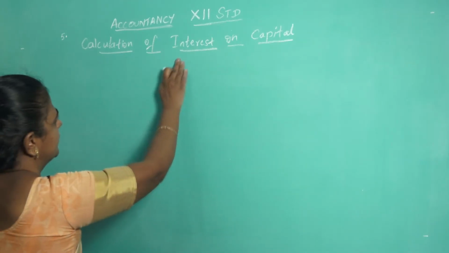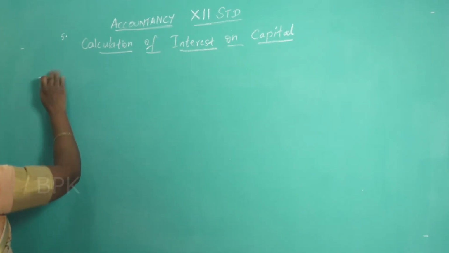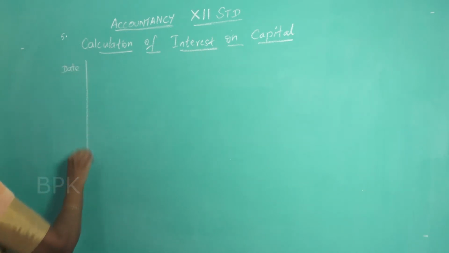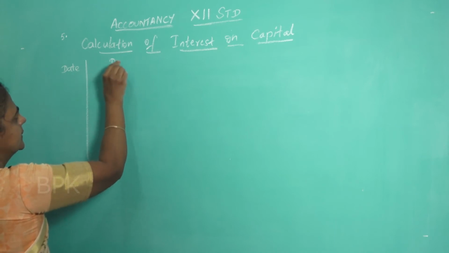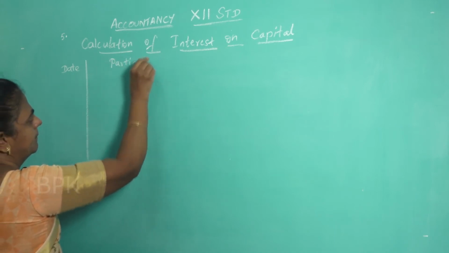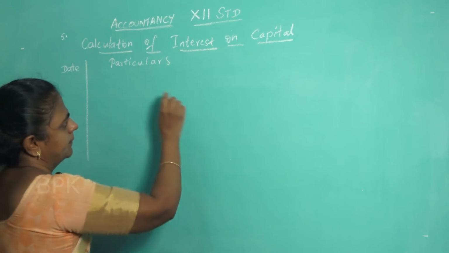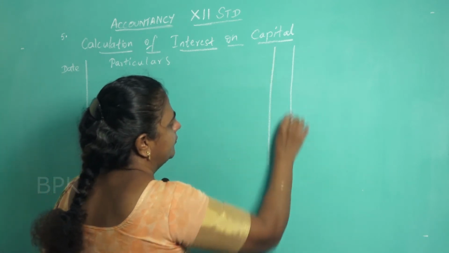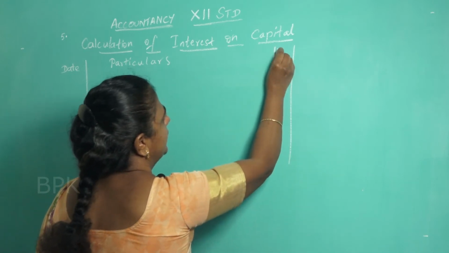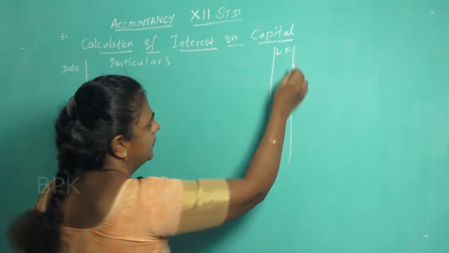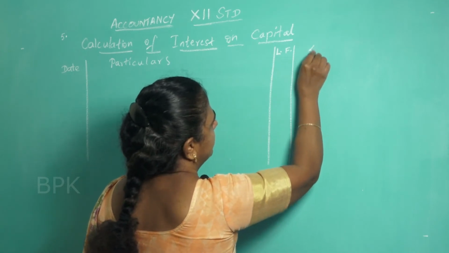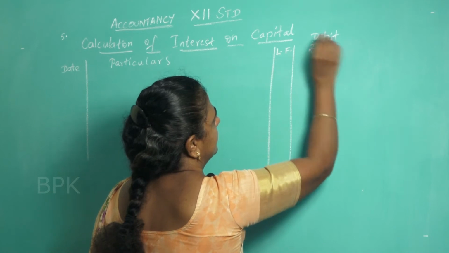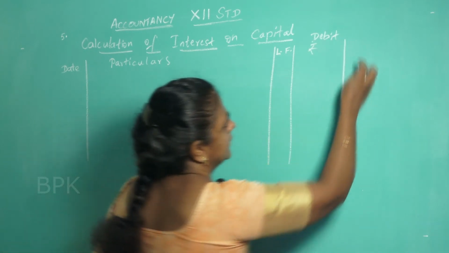So you have to write the journal entries. What is the format of journal entries? Date, then particulars, then LF, that is ledger folio, in a small column you can put, and then the amount column, rupees. Here you can put debit and here you can put credit.